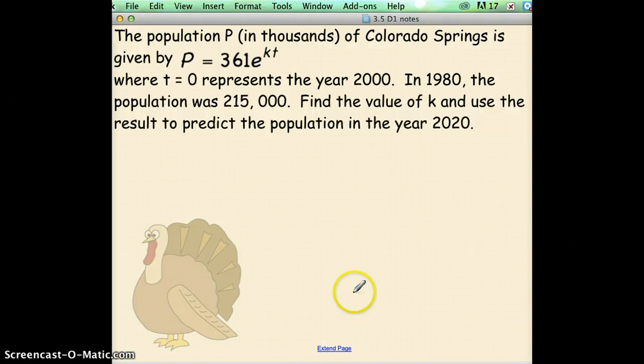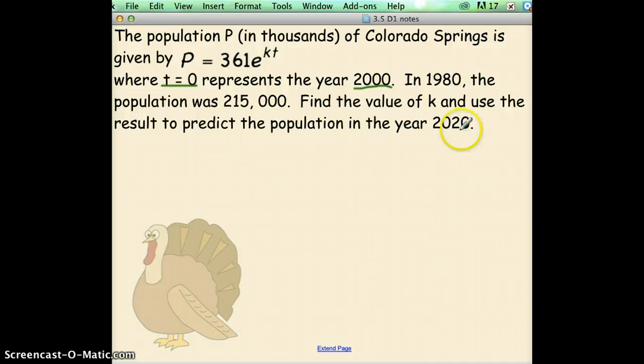Last example, I think we'll do this last. Yeah, this will be our last example. Okay. The population in thousands of Colorado Springs is given by that equation, where t equals 0 represents 2000. In 1980, the population was 215,000. Find the value of k and use the result to predict the population in the year 2020.